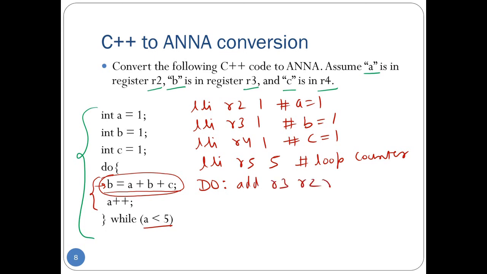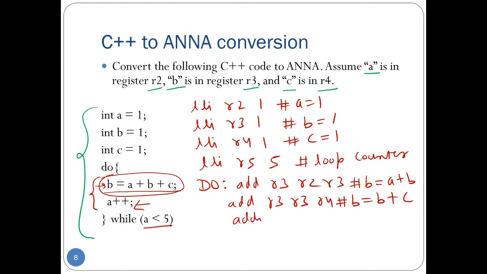R3 R2 R3. So note that R3 stores B, and R2 stores A, so this is B is equal to A plus B. Next we want to do B is equal to B plus C, so we'll say add R3 R3 R4. So this is basically the same as saying B is equal to B plus C. For A plus plus, we'll simply use add I, and because A is in R2, we'll say add I R2 R2 1. So this is simply A is equal to A plus 1.